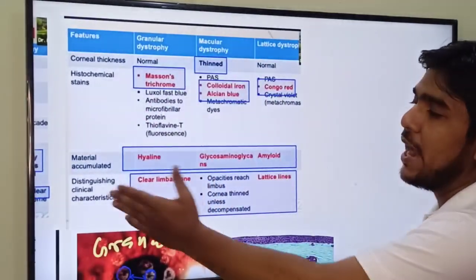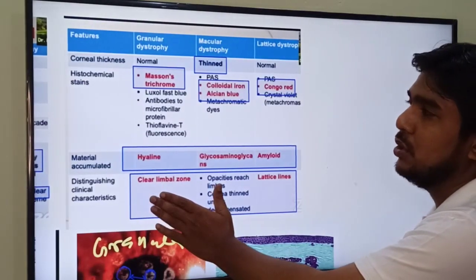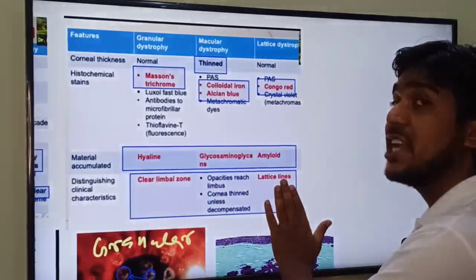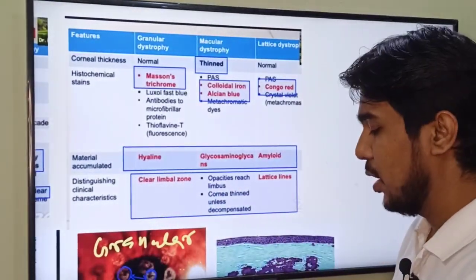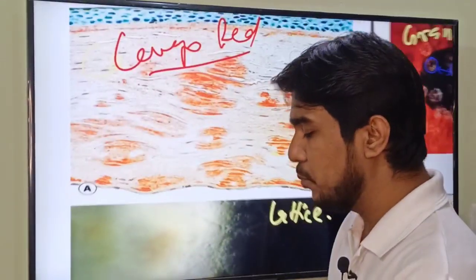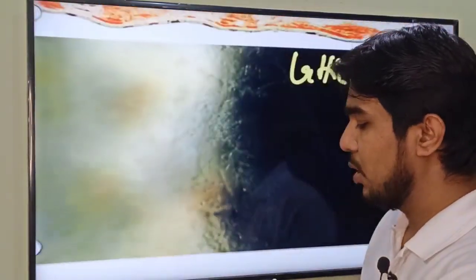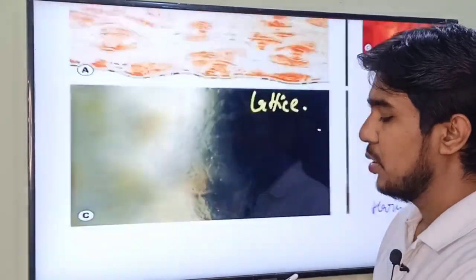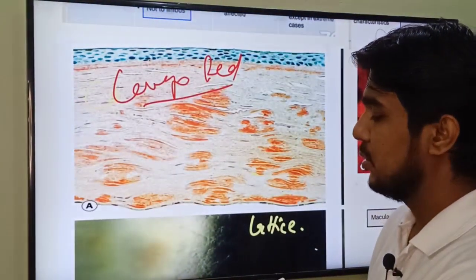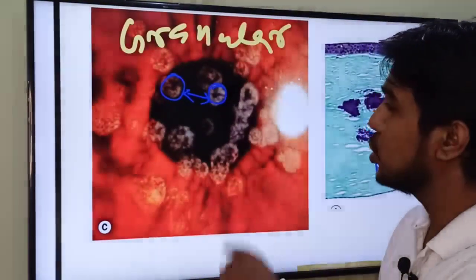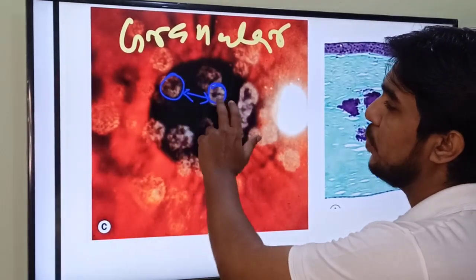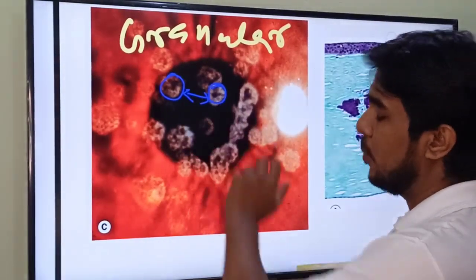Just go by this. I have already discussed the clear limbus zone versus the involved limbus. The presence of lattice lines means involvement of the limbus. Now let me give you the photos. This is the lattice dystrophy, and this is the Congo red staining. This is the granular dystrophy. See the distance, the discrete opacities, the clear intervening stroma.